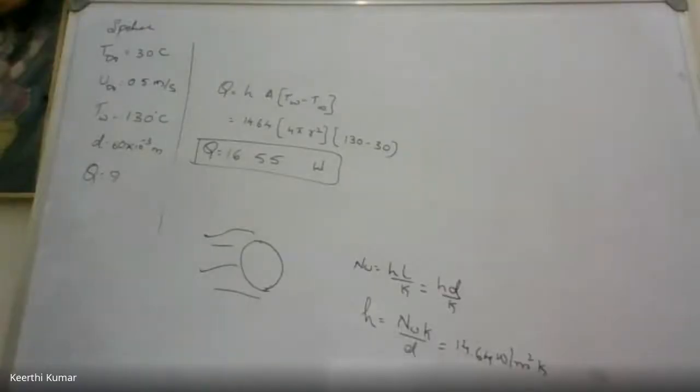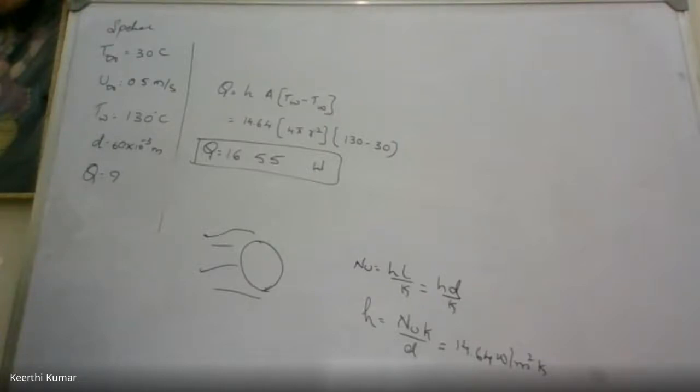Okay, fine. In this chapter, the solution is very, very easy. For any problem, the first step should be T film. Second step should be properties. Third step should be Reynolds number. Fourth step is important for any problem in this chapter. Fourth step means selecting the formula for Nusselt number.